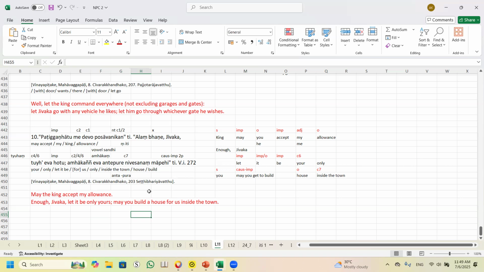So technically this should be a causative, the second person causative. Causative means this is you. The subject is you. Can you see the word ape? Ape is a causative. The word get is causative.